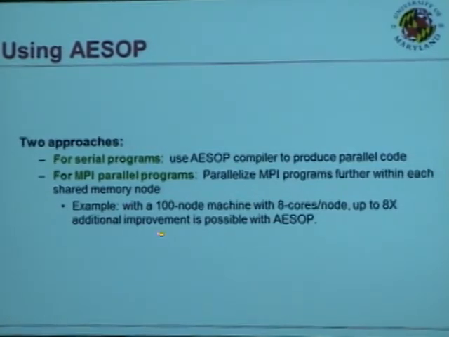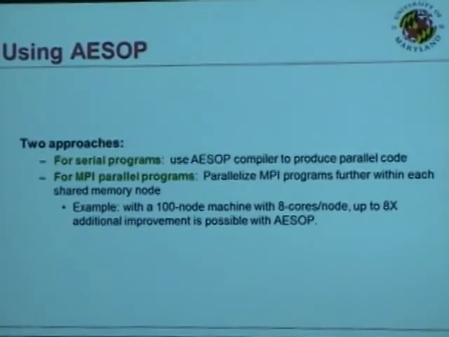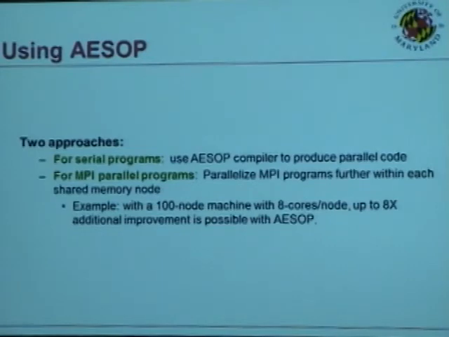They have a 100-node machine with 8 cores per node. So that's a total of 800 cores. They've got an MPI parallel program that gets 100-way parallelism, but they don't have anything going on within each node. We can take this MPI program, parallelize it within each node, thereby getting up to 8x additional improvement on top of an MPI parallel program. So that's it.